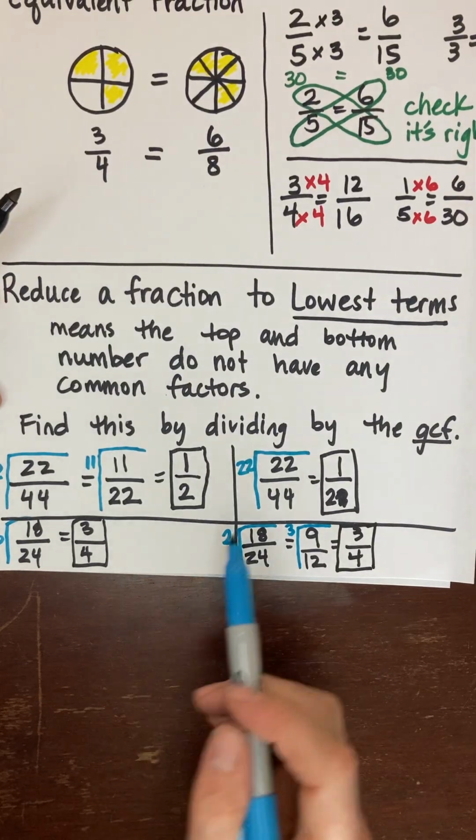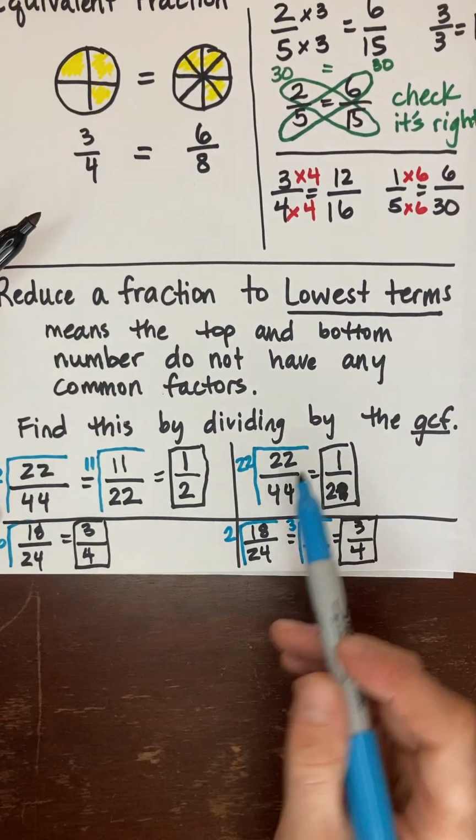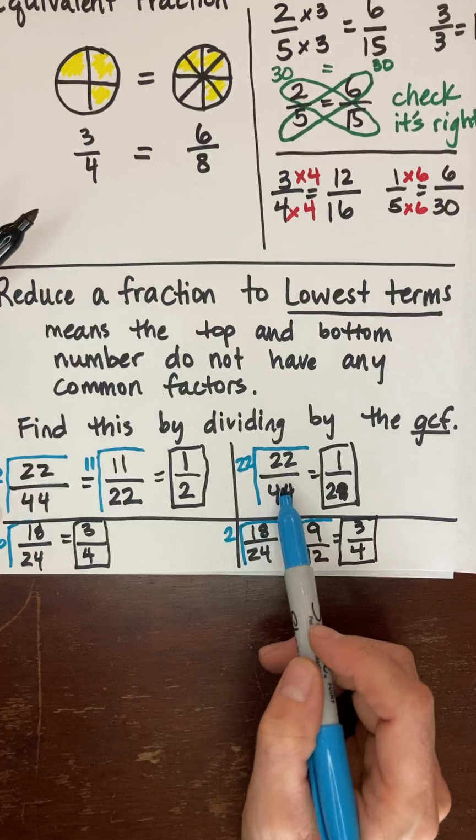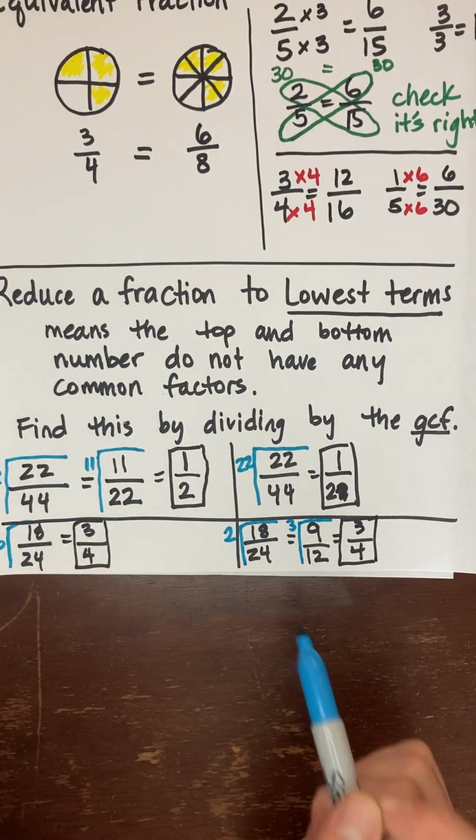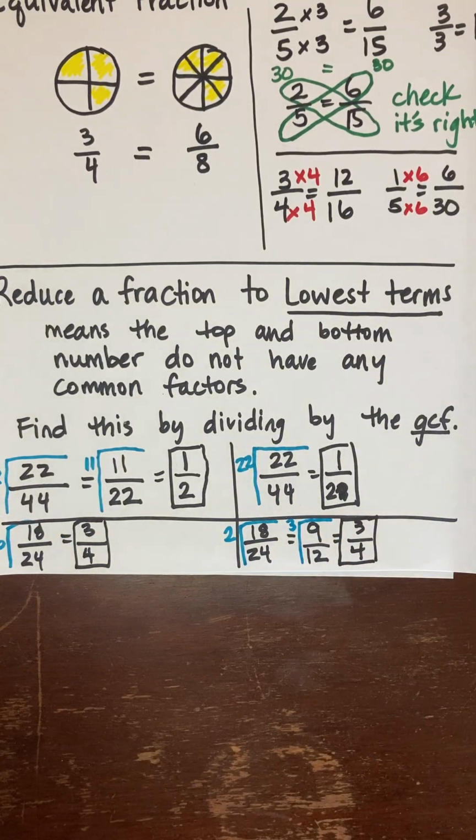So either way, this is our goal here, to be dividing by the greatest common factor. That's what we're aiming for. But while we're working towards that, it's okay if we're doing multiple steps. It just takes a little bit longer, but it gives the same answer.